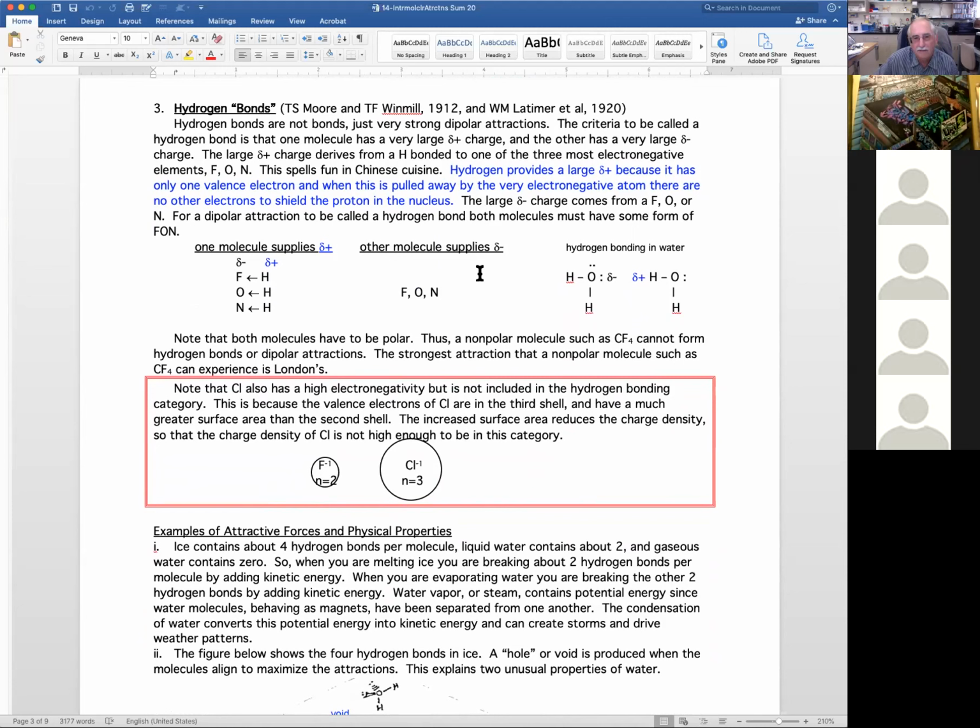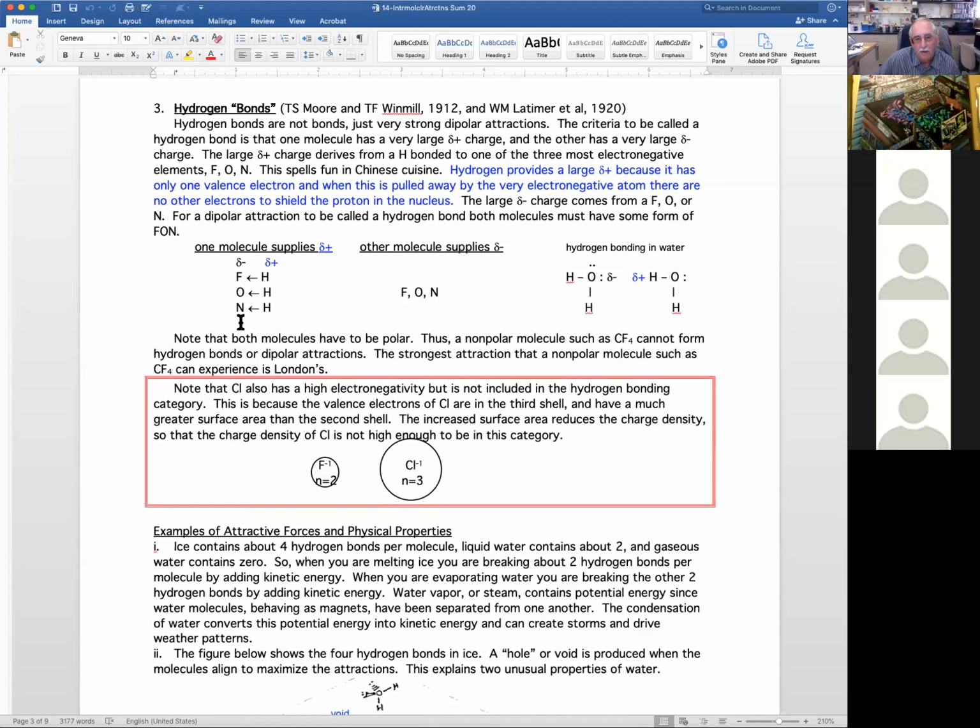Okay, well, how do we get that large partial positive charge? And this is where the hydrogen is involved. We take the three most electronegative elements on the periodic table, F, O, and N, and yes, it does spell fun. So therefore, you will not forget this. Well, it's the Chinese spelling, right?